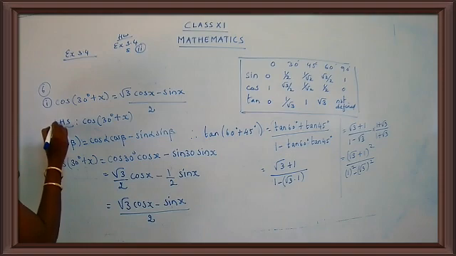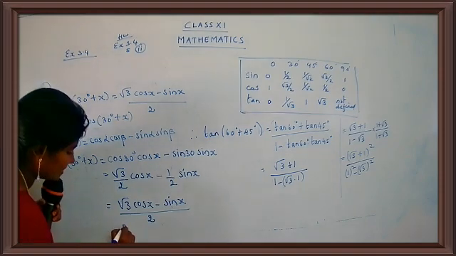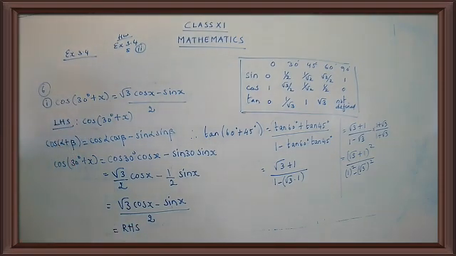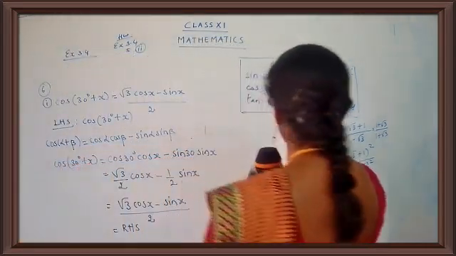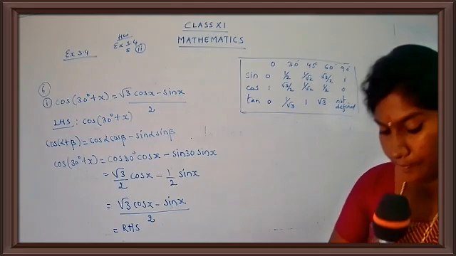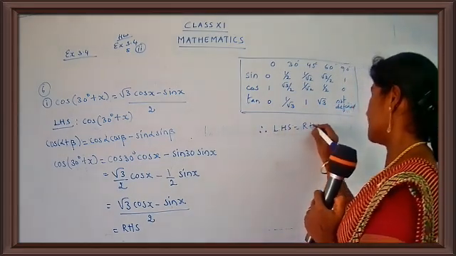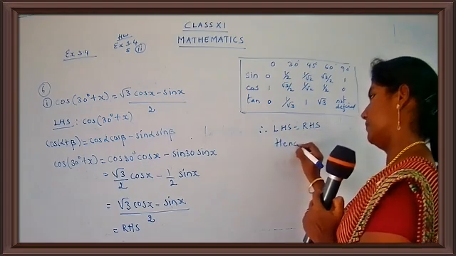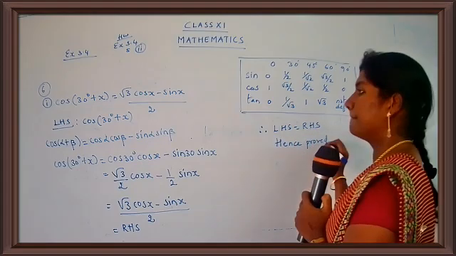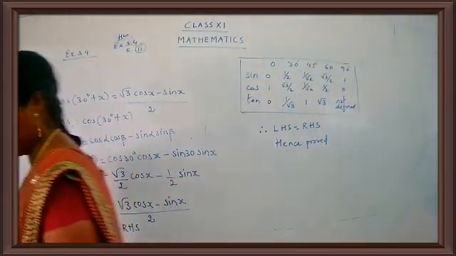So you can say I started from LHS and I derived the RHS. So root 3 by 2 cos x minus 1 by 2 sin x, I get root 3 cos x minus sin x upon 2, which is equal to the RHS. Okay children, what will be the final statement? You know how to write down the final statement? Come on. You say therefore LHS is equal to RHS. Hence proved. So this was the first subpart from question number 6.